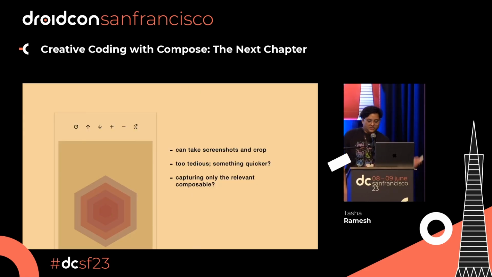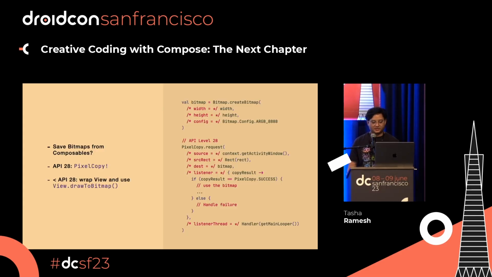All right, so we have our work. What can we do with it? How can we export it? We can start taking screenshots of things, cropping them, but that really got very tedious, and I didn't want to deal with that anymore. So I was trying to look for a way to just capture the relevant composable and take a bitmap of it and share that out. Turns out there's a handy function called PixelCopy that's available API 28 and above, and essentially allows you to create a bitmap from the thing you're interested in, and then share it out, essentially copying the pixels over from the window.